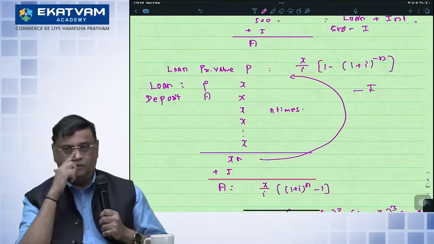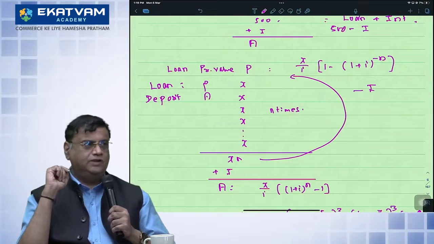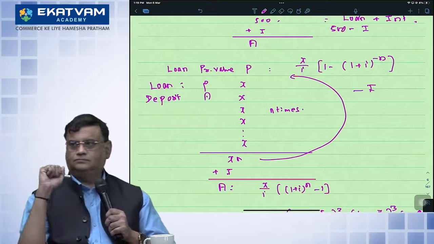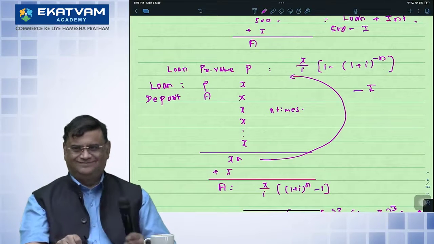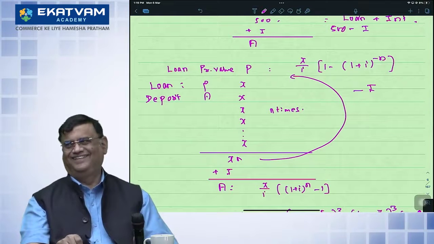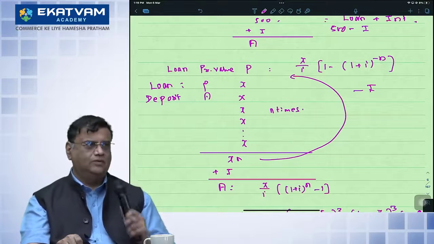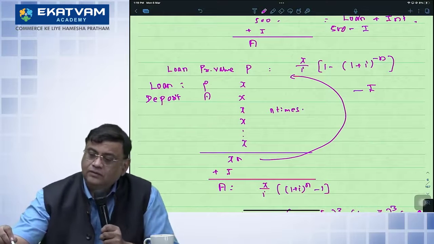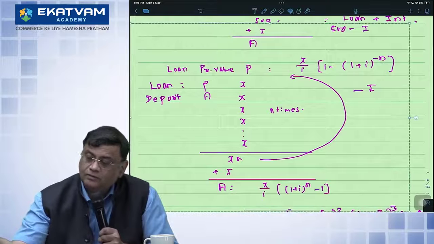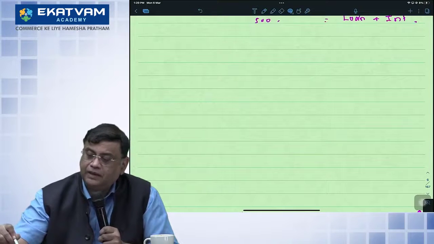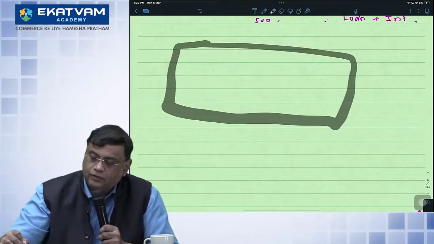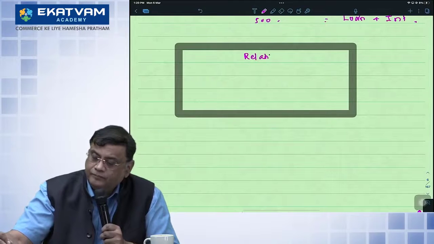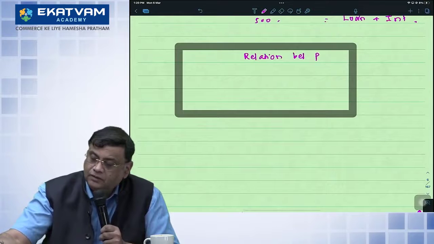Say yes. Say yes. Loudly. Is that clear? Fantastic. Have you written the formula? And then write one more formula. In fact, a pair of formulae. Write a pair of formulae, and that is the relation between P and A.